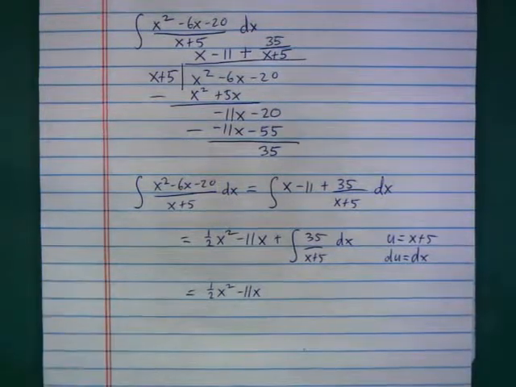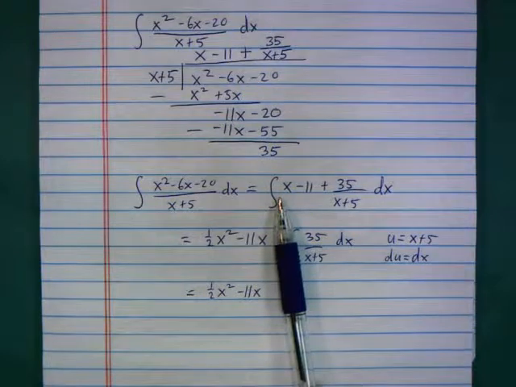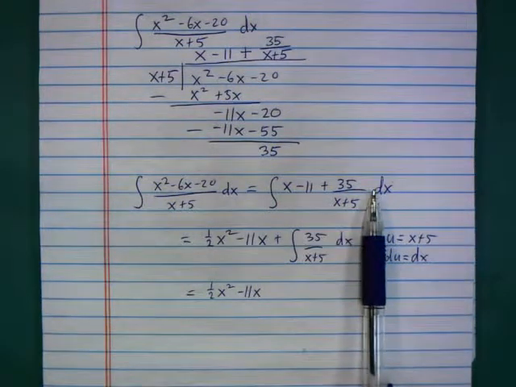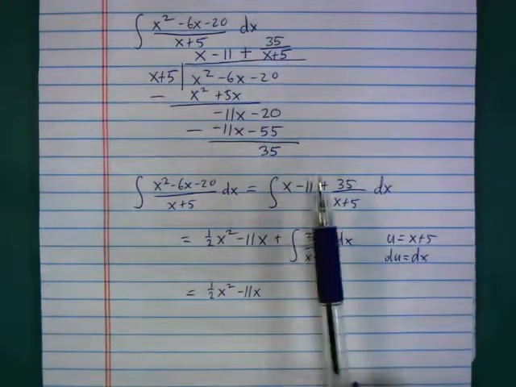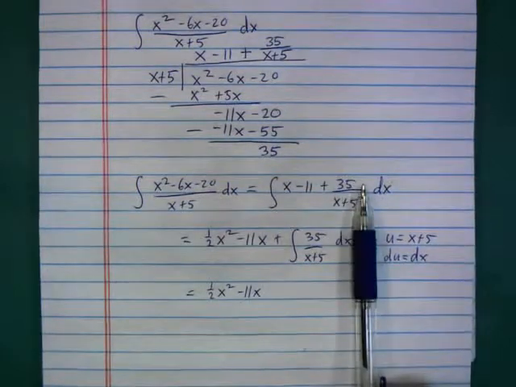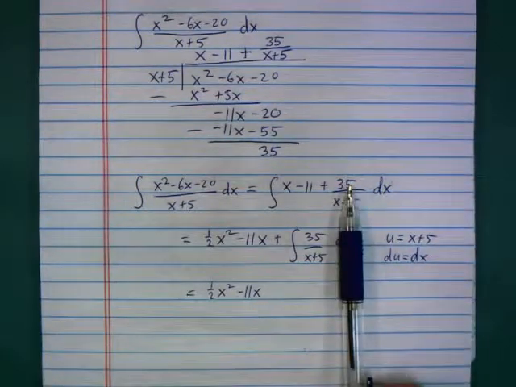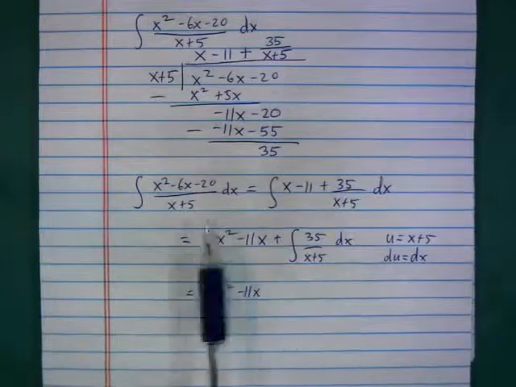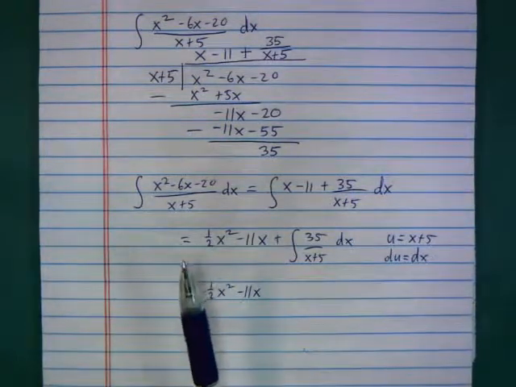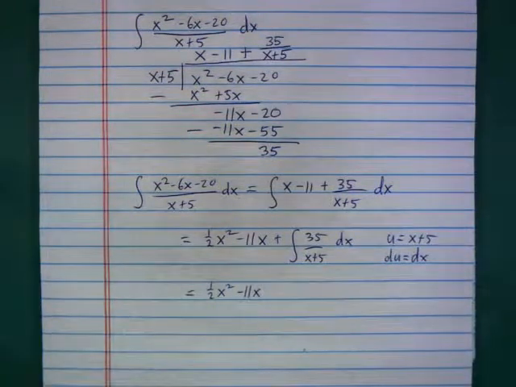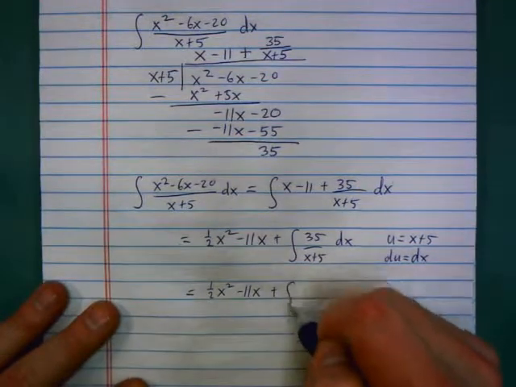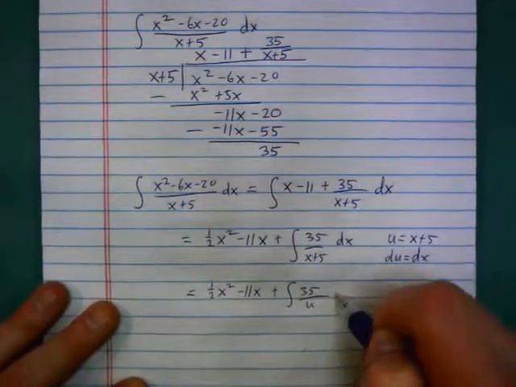Absolutely. Right, because when you have an integral and you have adding and subtracting, you can split it into this part minus this part plus that part. And this is the only part that needs the u substitution, so you only do it there. You don't do it on the other parts because u substitution is hard. Make it as easy as you can. Plus 35 over u du.